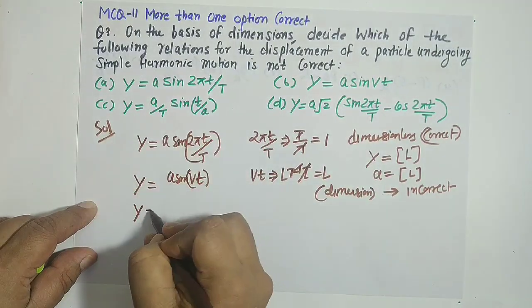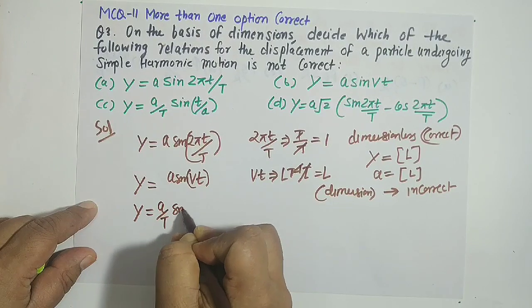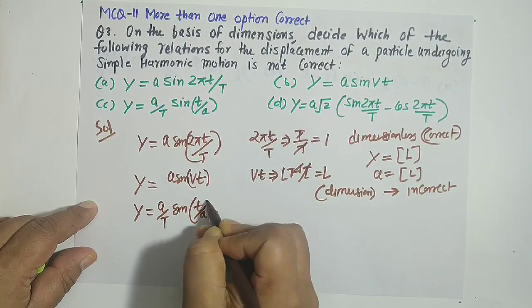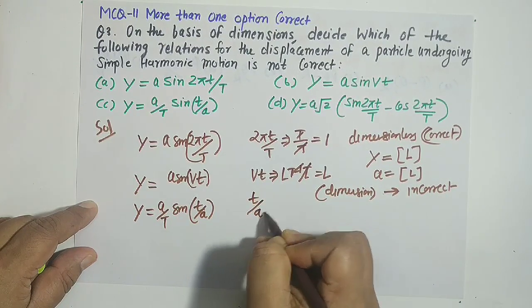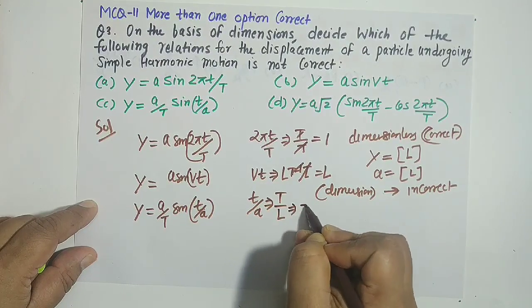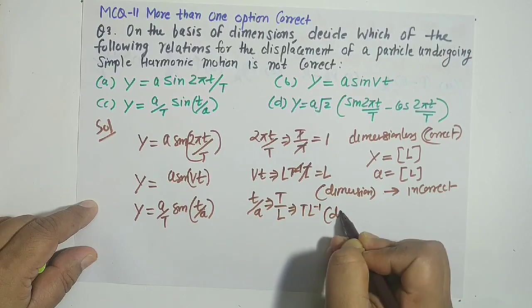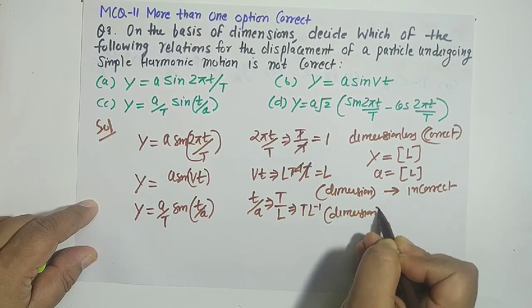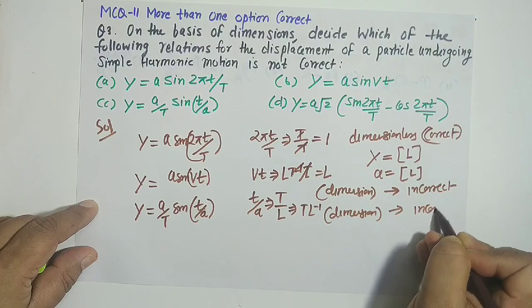Then we can check the third one, a by T sin(t by a). Again we'll check the angle first. T by a: what is time, T? What is amplitude, L? Again it becomes T L to the power minus 1. Again it has dimension, so it is incorrect. Are you getting it? We are just checking it.